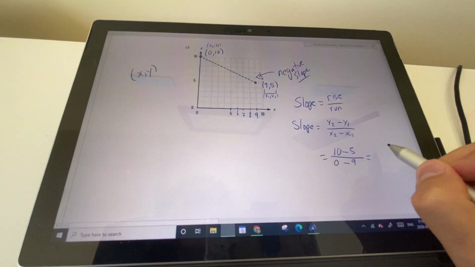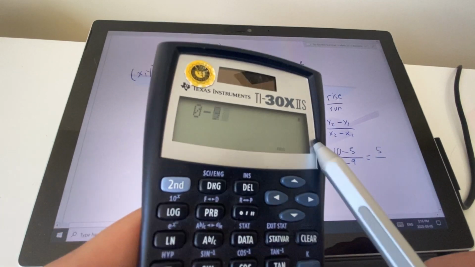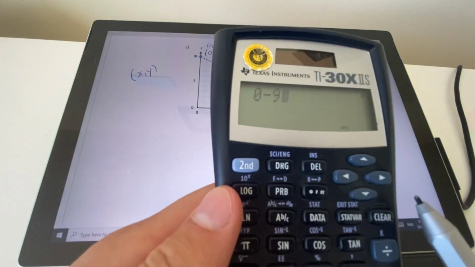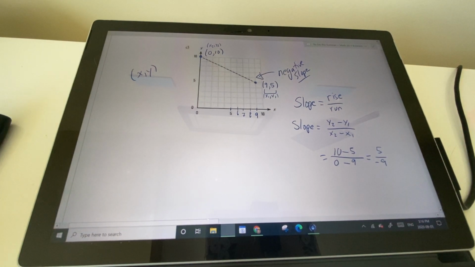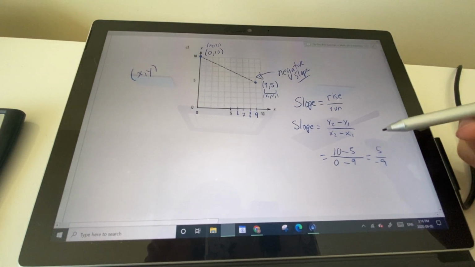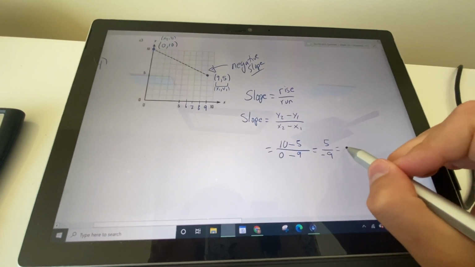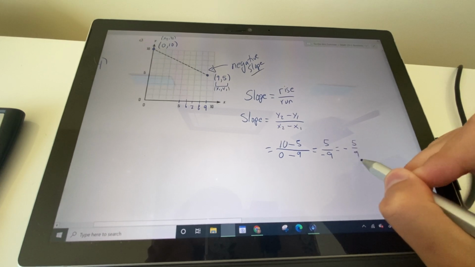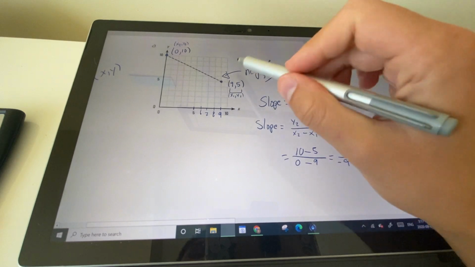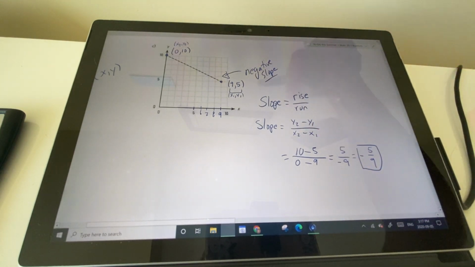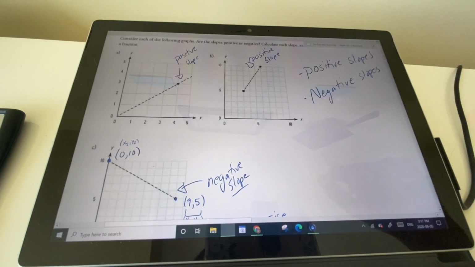So this is positive 5 on the top over 0 minus 9. 0 minus 9 gives me negative 9. So here we have 5 over negative 9. Now you can notice we can also represent this as just negative 5 over 9. So this is the rate of change, and it's a negative, just like we know it's a negative slope, because as we go to the right, we go down. If we were to calculate slopes on these, we would get a positive number.